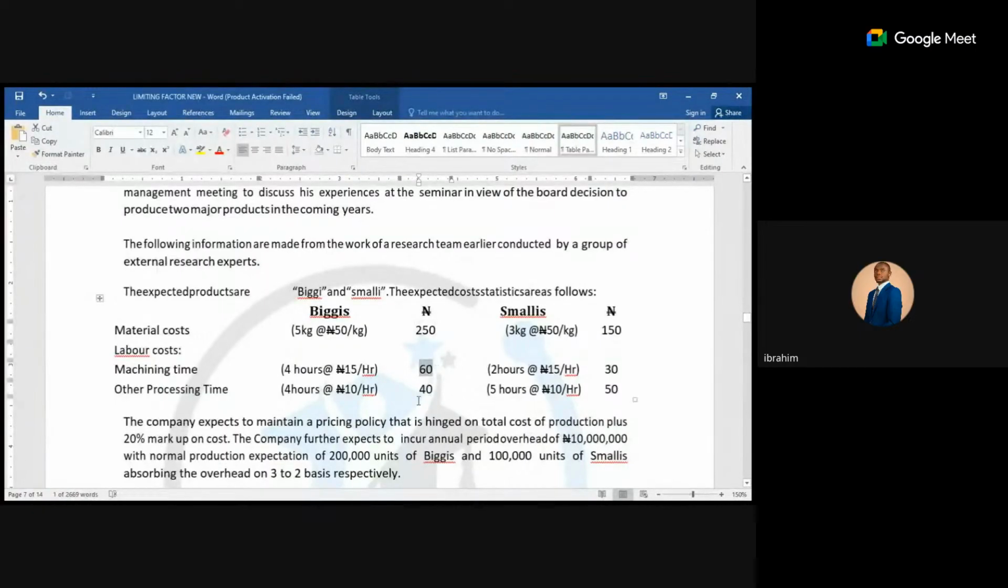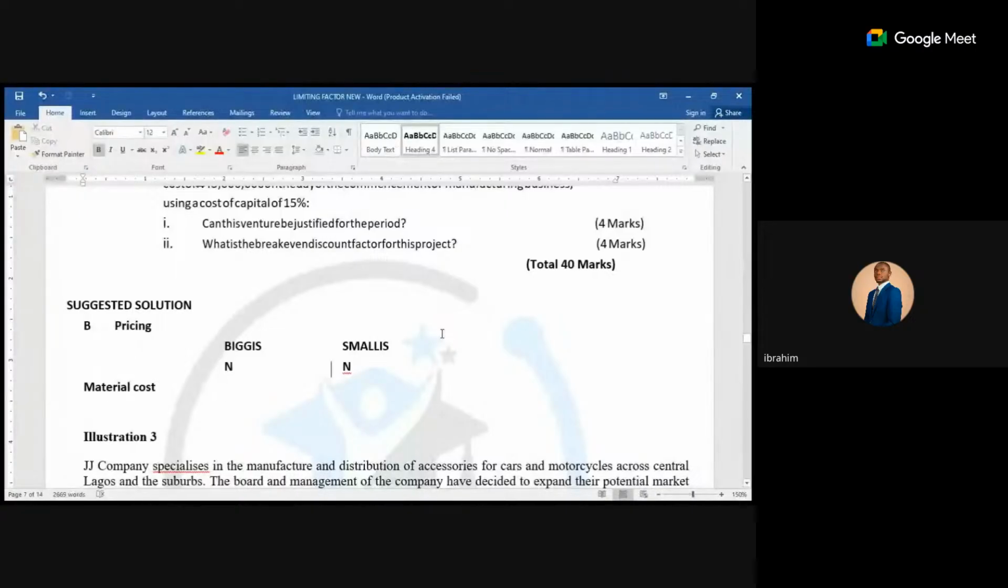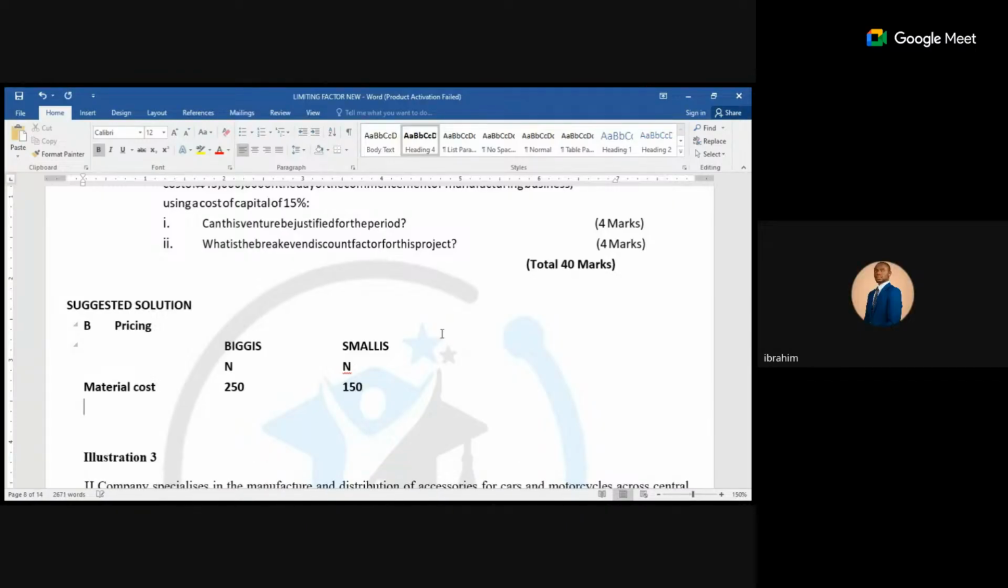This is cost. Is that not so? This is 250 naira per unit. This is 60 naira per unit. This is 40 naira per unit. You've multiplied this times this; that is what gives us this. This is the cost. So material costs 250. What do we have here? 150. We have the labor costs.